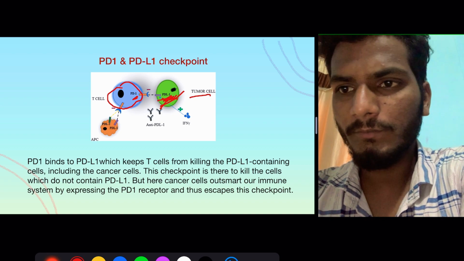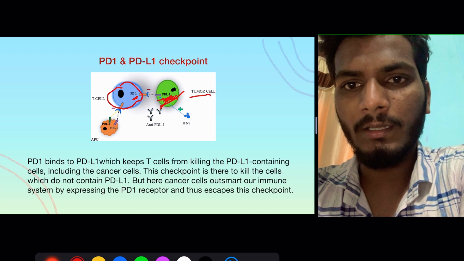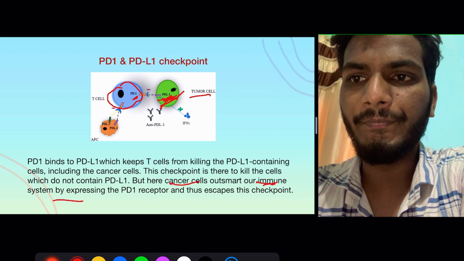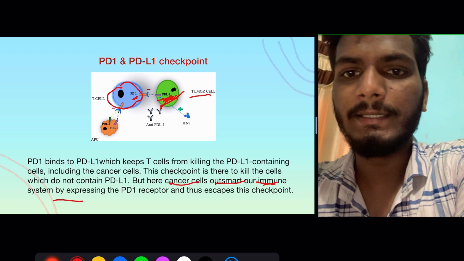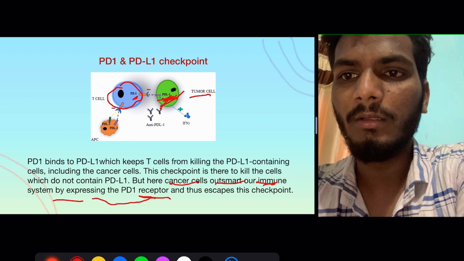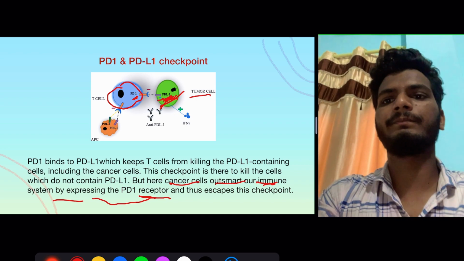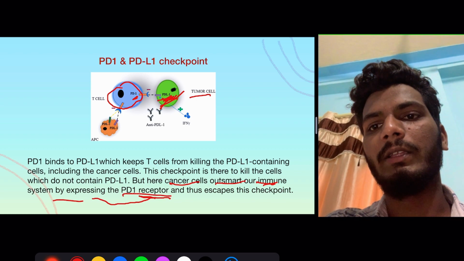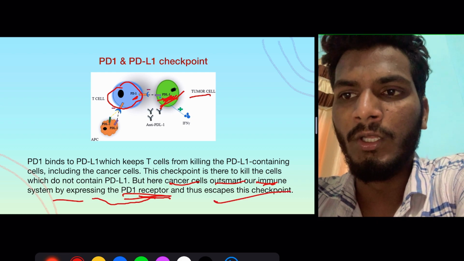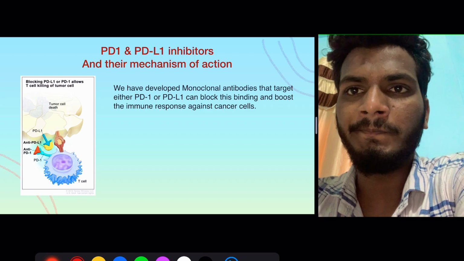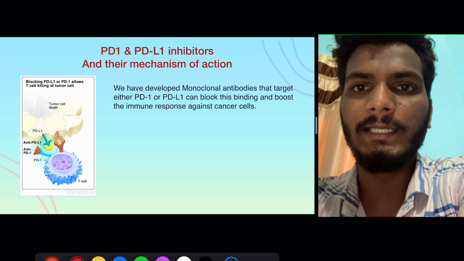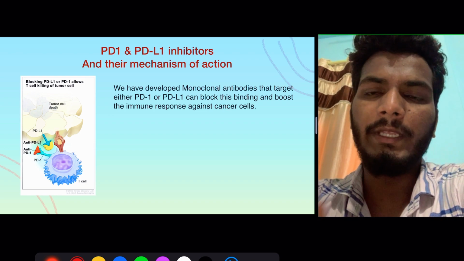So cancer cells outsmart or skip our immune system by expressing PD-L1, which binds PD1 and thus escapes this checkpoint. So to attack those cancer cells, we need to inhibit this checkpoint.